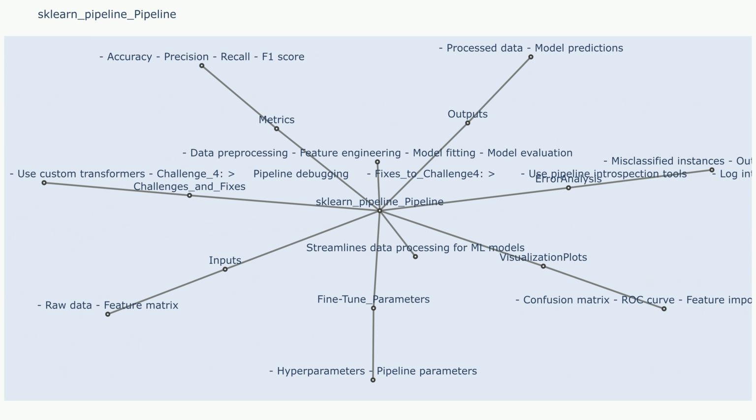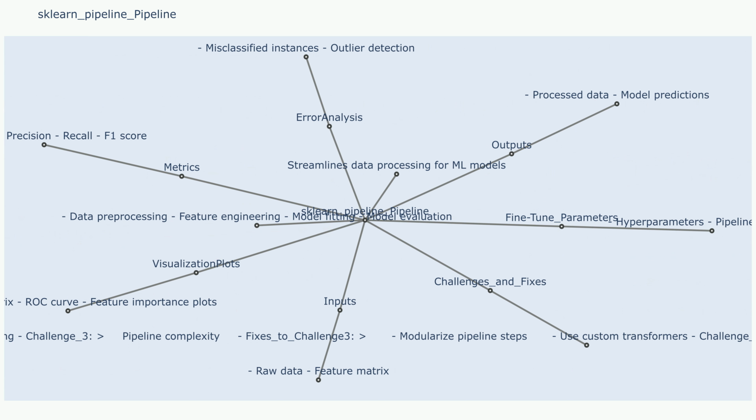Mean squared error (MSE) for regression problems. This measures the average squared difference between predicted and actual values. R-squared: a measure of how well the model explains the variance in the data.